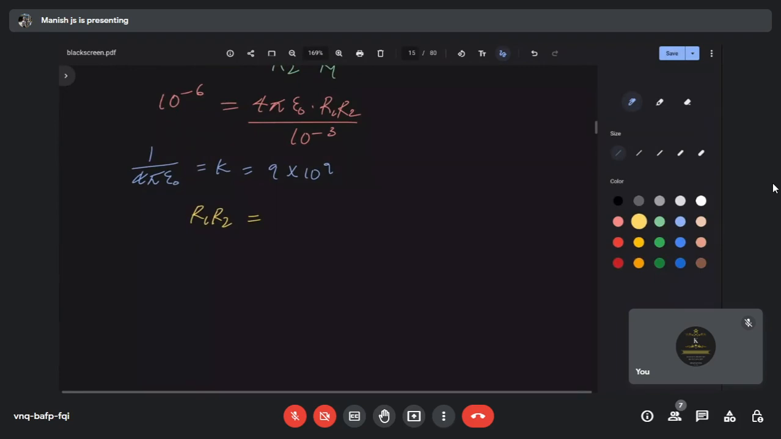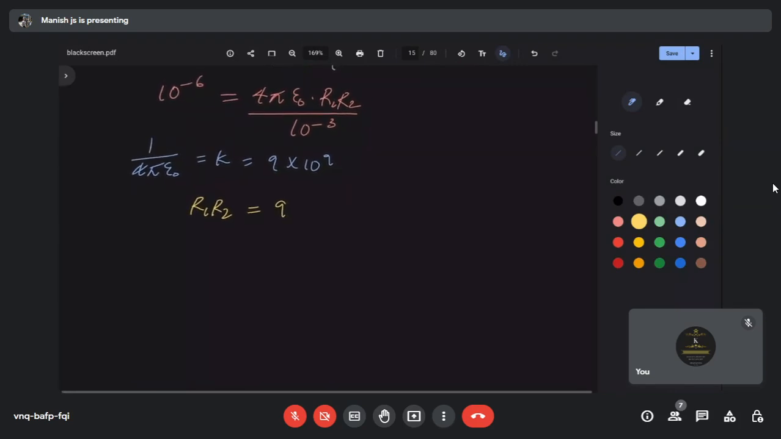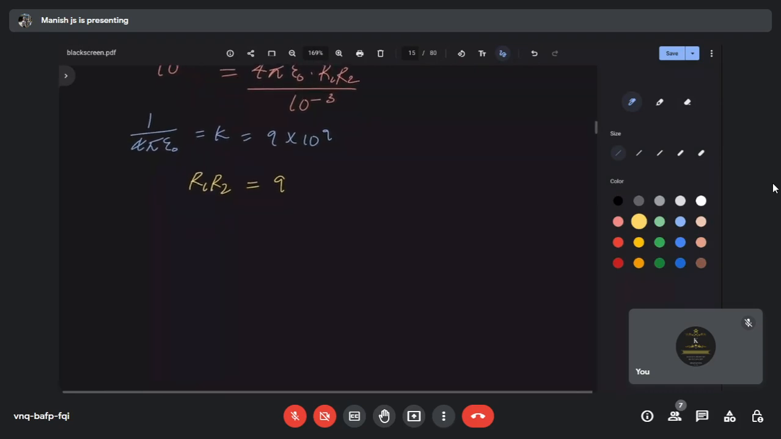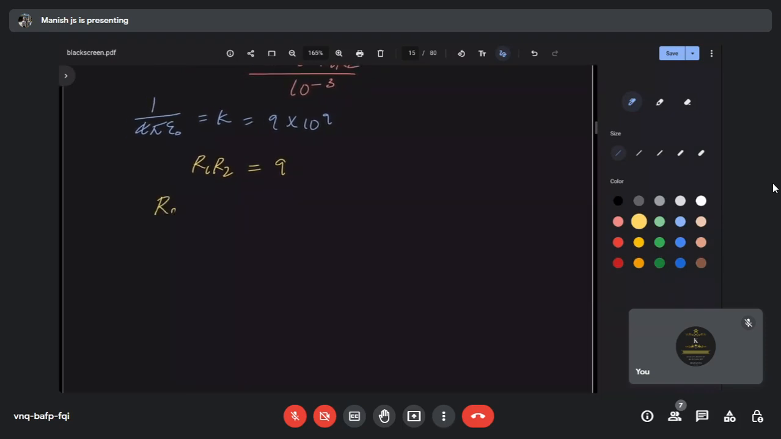Sir, R1 R2 is equal to 9 into 10 power 9 into 10 power minus 9, sir. That is 9. Correct. You will get it as 9. So what does that mean? R1 into R2 is equal to 9, sir. Then the radius is very large compared to the difference. That means the difference is very small. So R1 is equal to R2, sir.